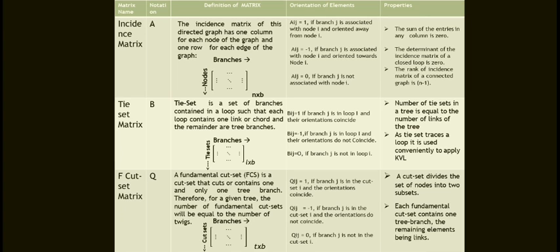Now a cut set divides the set of nodes into two subsets. Each fundamental cut set contains one tree branch, the remaining elements being links. Previously, in the tie set, one link must be there, but here one tree branch is required. The remaining are all links. So this is about the incident matrix, tie set matrix and fundamental cut set matrix.